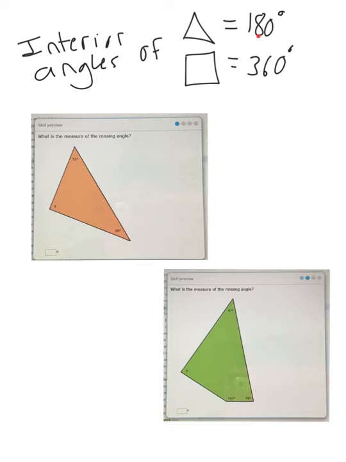So I summarized what we learned in the last little bit up here. The sum of the interior angles of a triangle always adds up to 180. The sum of the interior angles of a quadrilateral, so anything four-sided, adds up to 360.